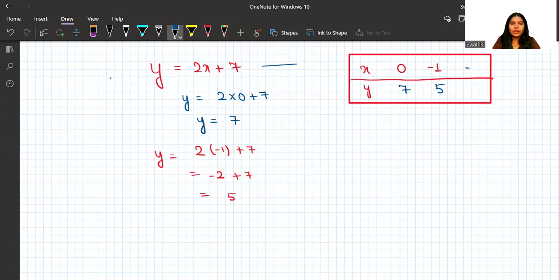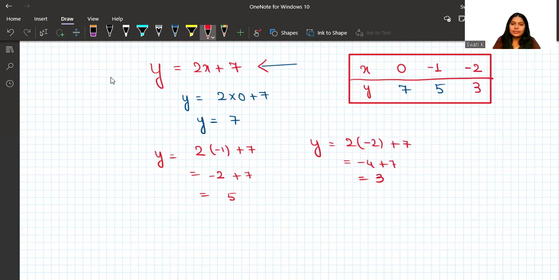So if I'm putting x equals -2, then what will happen to this? I'm putting every single thing in the equation, the question. y is equal to 2x plus 7, so equals 2 times -2 plus 7. What is 2 times -2? -4 plus 7, which is 3. So for that, we have got the value 3.